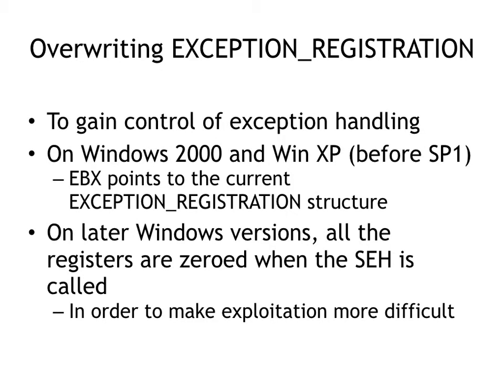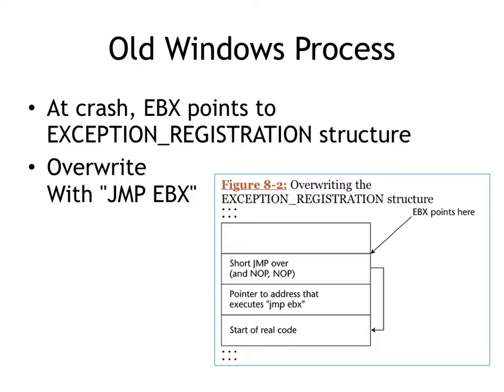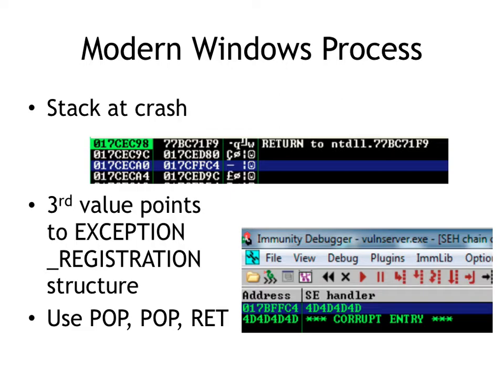All right, so if you want to gain control of this, EBX used to point to the exception registration structure. Now it's zeroed, like I said, in order to make exploitation a little more difficult. So in the old Windows process, you would just have EBX, and all you have to do is override it, go to the instruction handler and put jump EBX, and that will jump to the exception registration structure. I'm not sure I got that right. Anyway, here's a modern Windows process.